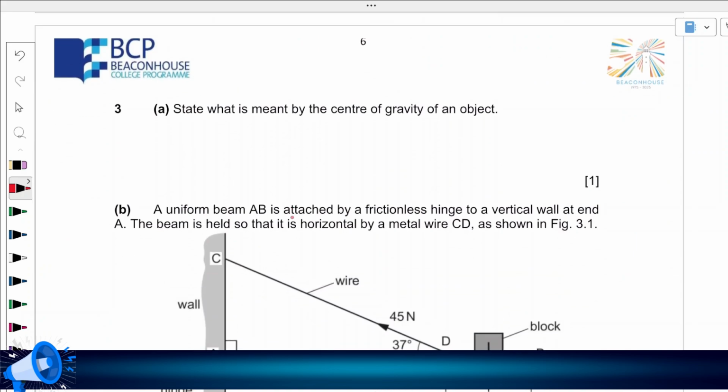State what is meant by the center of gravity. The point where the entire weight appears to be acting. I've seen many students who won't write this. The point where the entire weight appears to act, or is taken to act, or is considered to be acting.